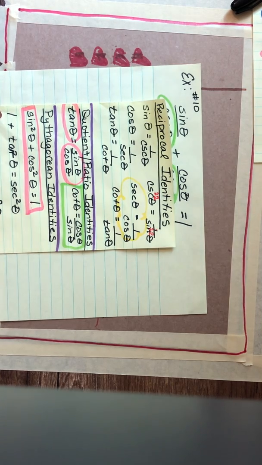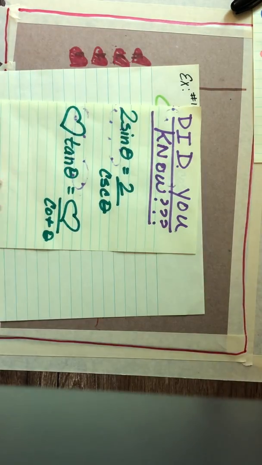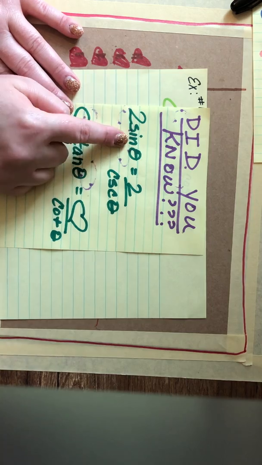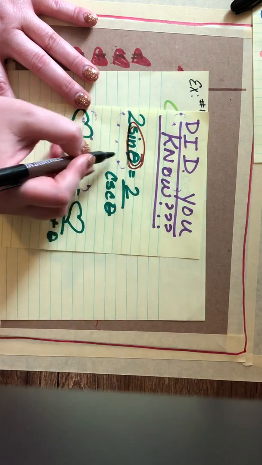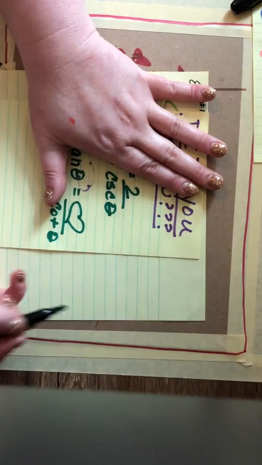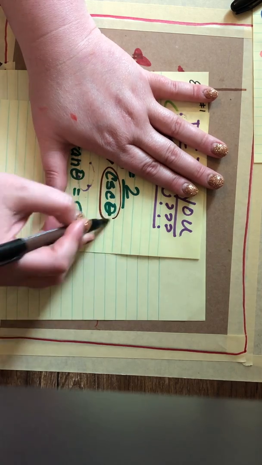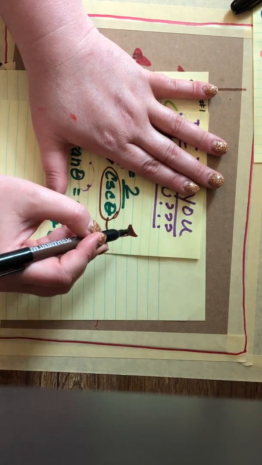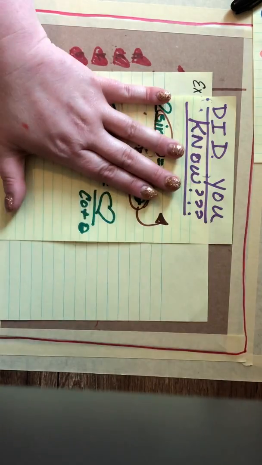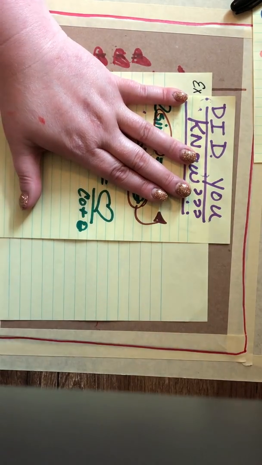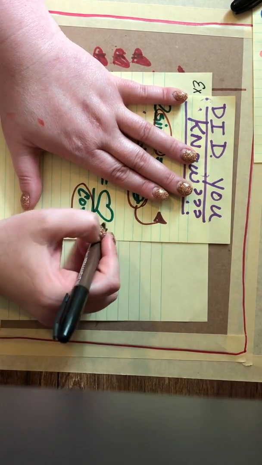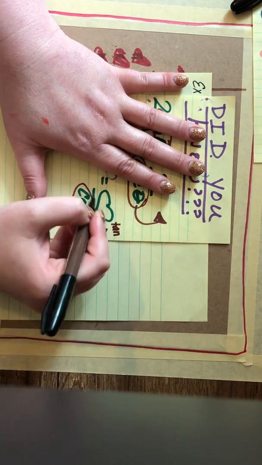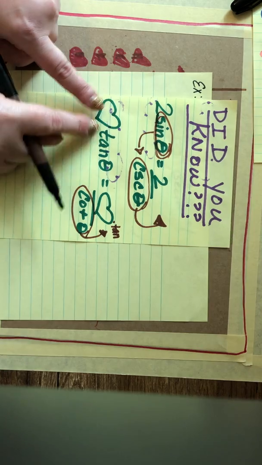Here it is. Did you know that if you have 2 sine theta, you can take that sine and do its reciprocal, put it on the bottom? Or if you have 2 over cosecant, that cosecant can come up as the reciprocal and be sine. Or let's say you have heart over cotangent. You can take that cotangent and pull it up as its reciprocal. And remember, cotangent's reciprocal is tangent. So you'd have heart times tangent. Look over here, heart times tangent.